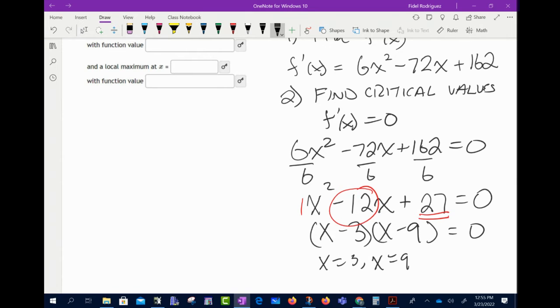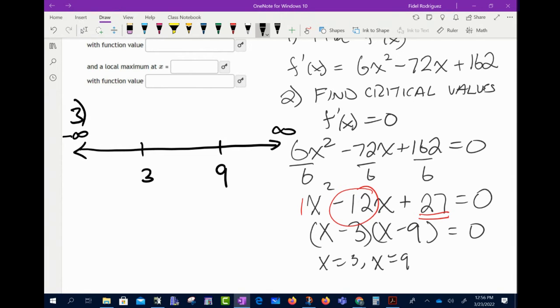Okay, guys, step number 3, draw the number line and put those critical values. So, y'all, I'm not picky about the number line at all. Just put the numbers in order, right? Put the 3 first because that's the one that comes first, right? So I'm pretty lenient with number lines, but don't put 9 and then 3 because it just doesn't work that way. All right, negative infinity, infinity.